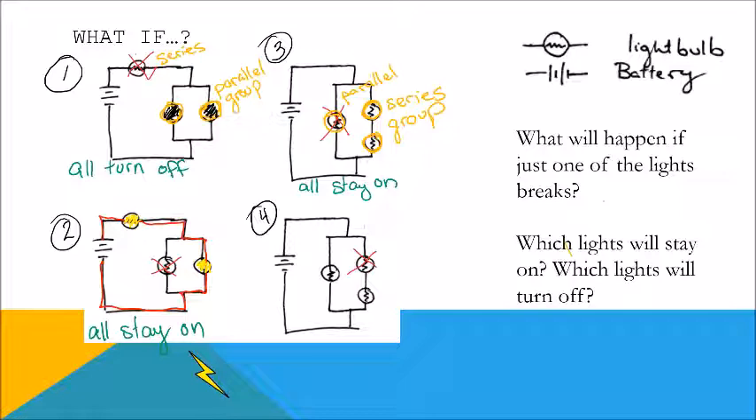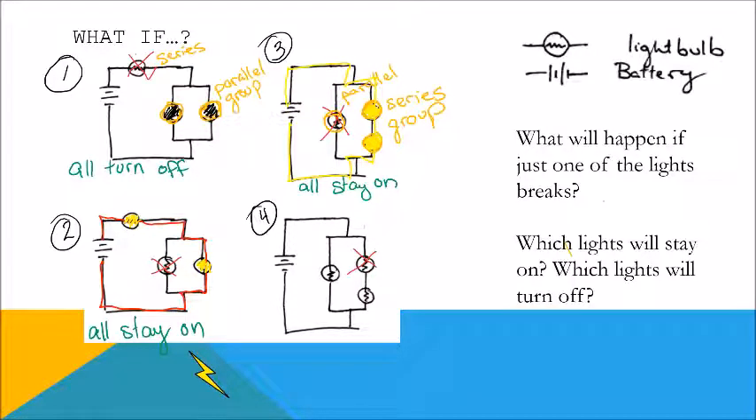And in my class, it is okay to assume that by saying all stay on, you're not including the broken light bulb. The broken light bulb will not be on, but all of the others will stay on. And that's because they can avoid the broken light bulb and still return to the battery.